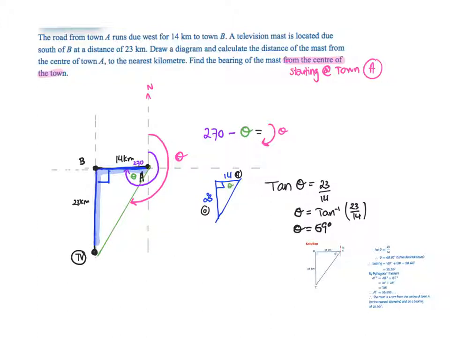So 59. Therefore, my answer is going to be 270 minus 59, and it's going to equal, what will that be? 211 degrees. So the bearing is 211 degrees true.